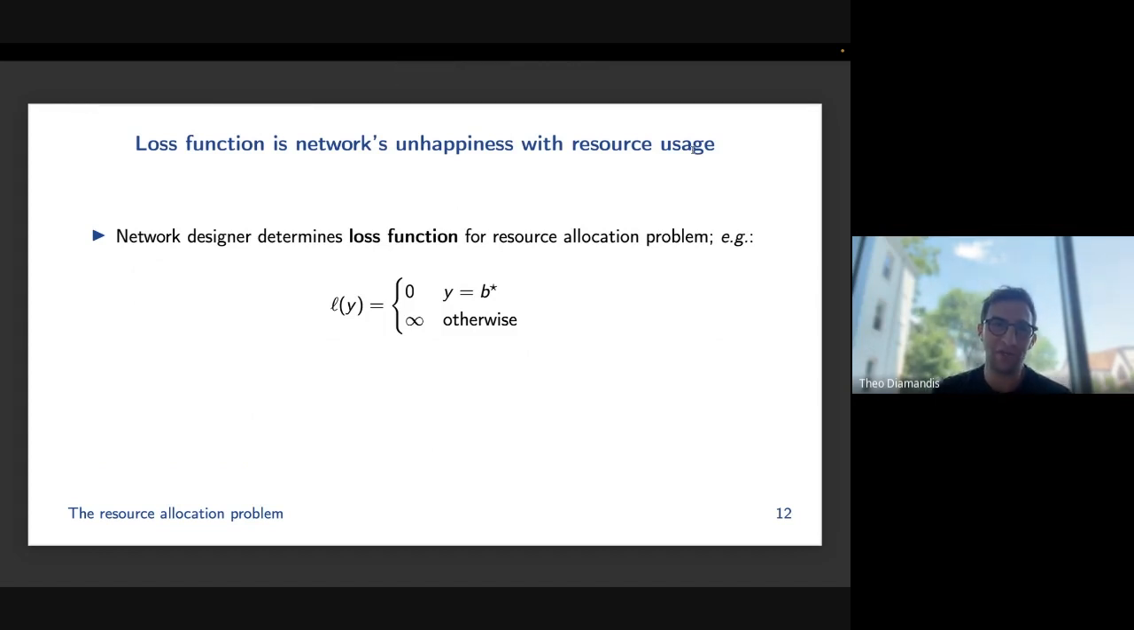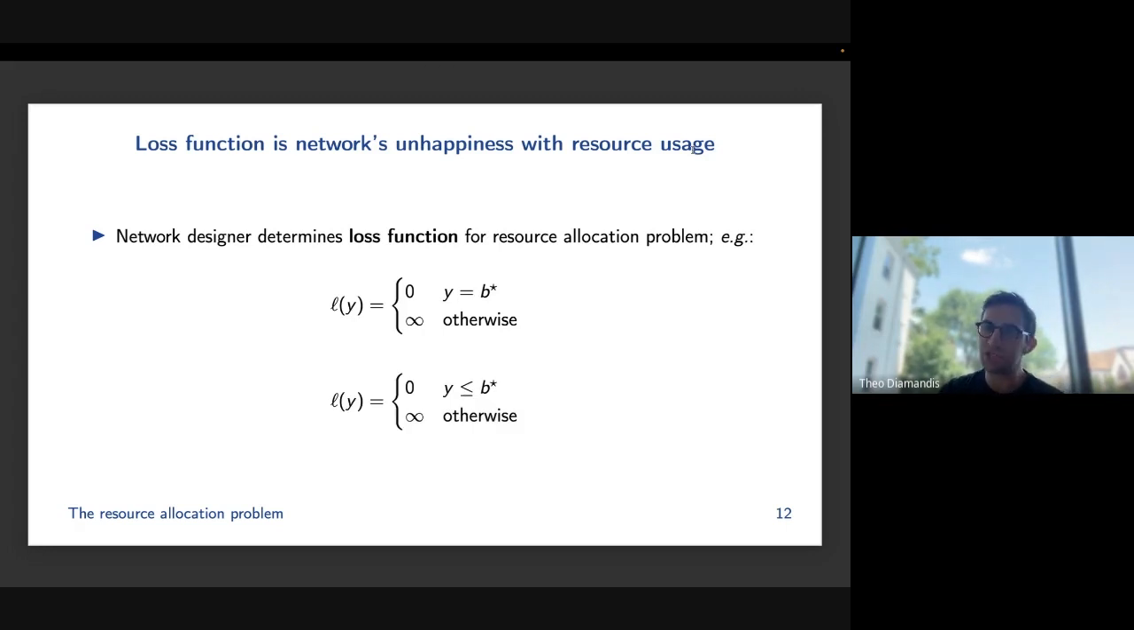Okay, so the first ingredient that we need to introduce is a loss function, which is going to characterize the network designer's unhappiness with the current resource usage. So this is going to be a function of the resource usage, which is y. For instance, one example might be that our loss is 0 if we're exactly equal to our target. Otherwise, if there's any deviation in any resource usage from the target, we incur a loss of infinity. This is kind of silly, but just for the sake of example, we can have things like this.